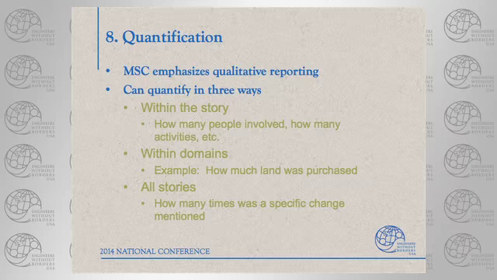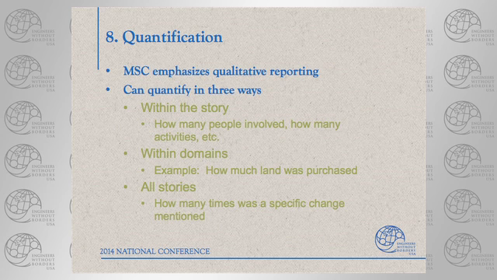Okay, so most significant change really emphasizes qualitative reporting, but you can quantify it in 3 ways. Within the story, how many people are involved, how many activities. You can start counting things, what happened in the story and how many times did you hear that. Within a domain, you can ask how many times did we hear the same story about this same issue. If they're talking about land purchase, you can start adding up all that different land that was purchased and what's the aggregate total that you heard was purchased.